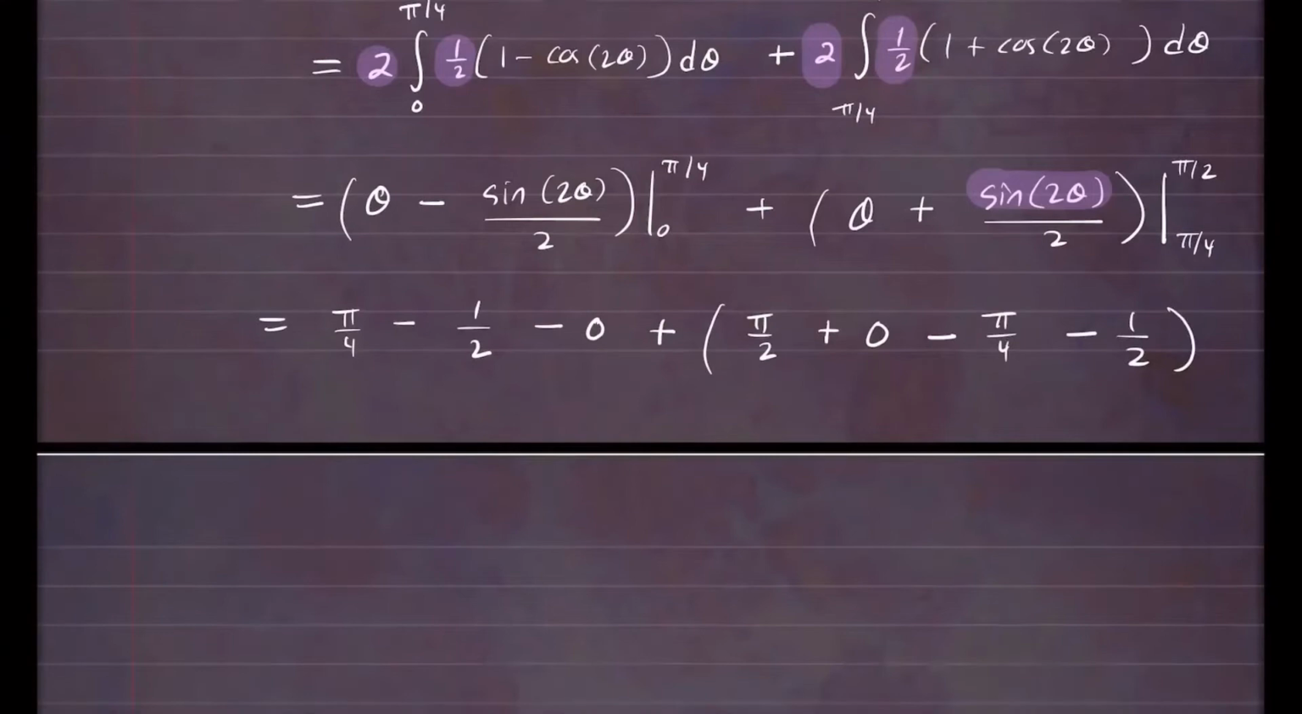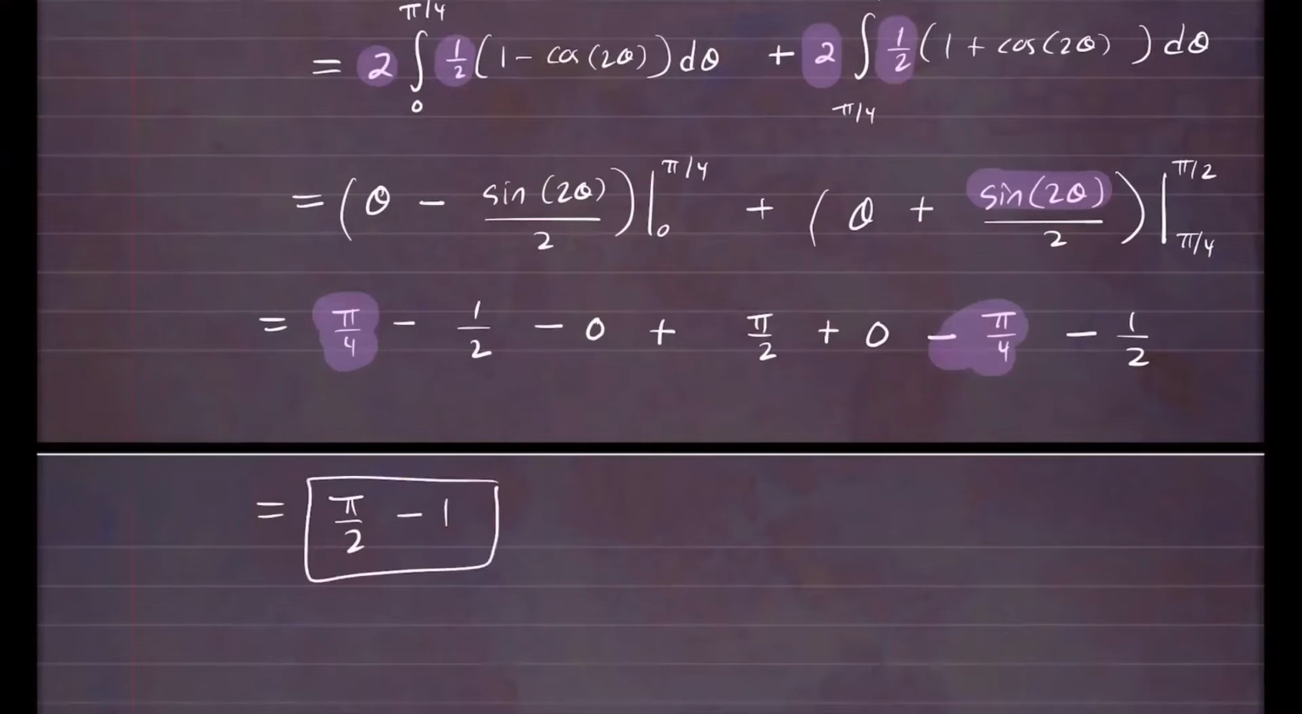All right, now we can drop the parentheses. These are not needed. So combining like terms, this one and this one, they will cancel. So what I'm left with is pi over 2, and then negative 1/2 and negative 1/2, that's negative 1. So there you go. That's the area of this particular region.